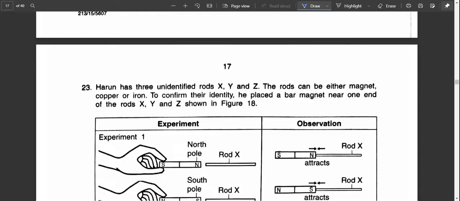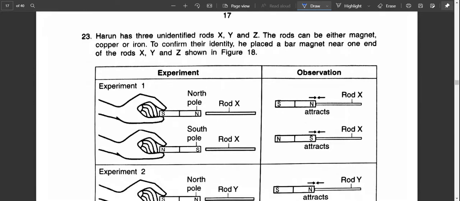Number 23. Harun has three unidentified rods X, Y, and Z. The rods can be either a magnet, copper, or iron. So take note, a magnet will attract and repel. Copper will not attract, because copper is a non-magnetic material, and iron will attract no matter what, because it's a magnetic material.